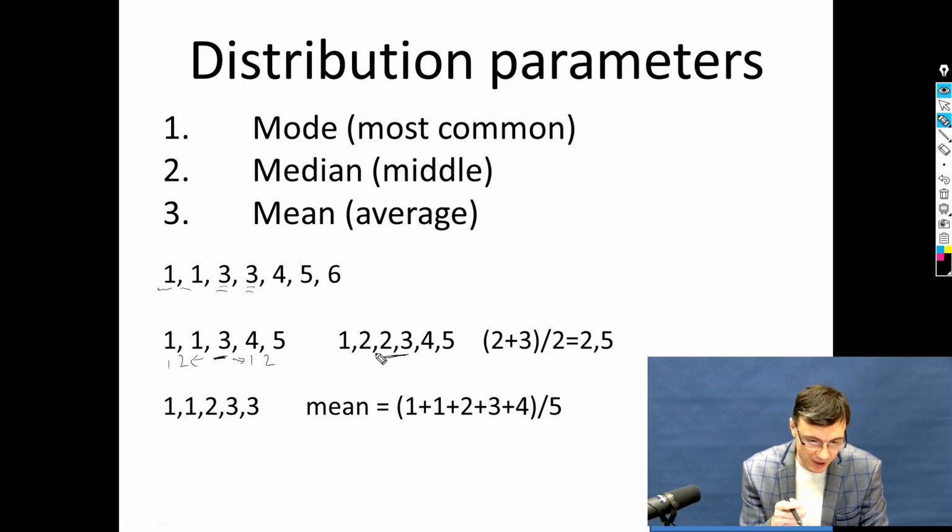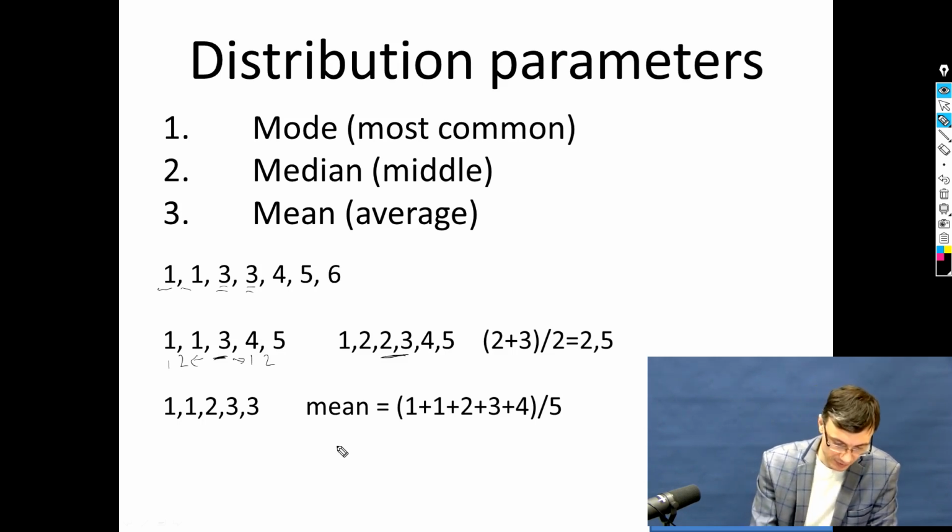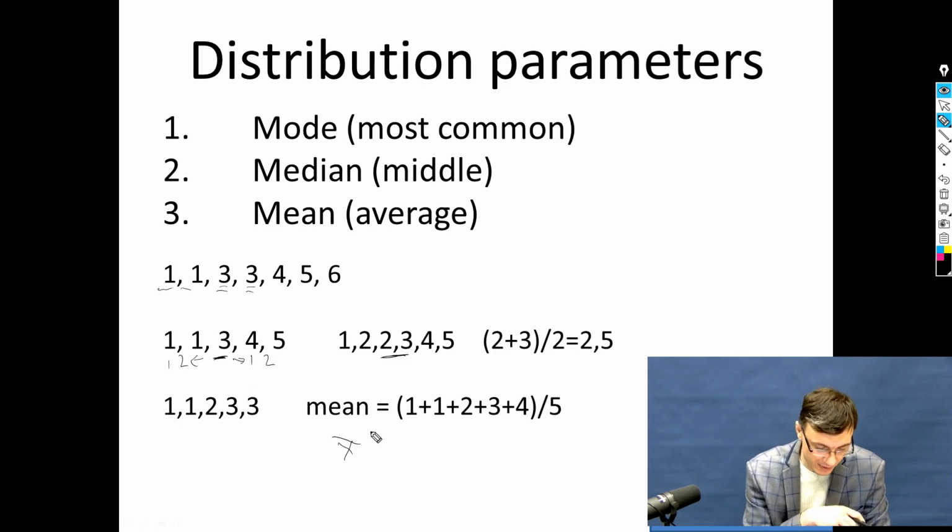Mean in simple samples is just the average. From mathematics or arithmetic, the average number of your samples. It's very easy to calculate. You just get all your numbers, sum them up, and then divide by the amount of these numbers or values.